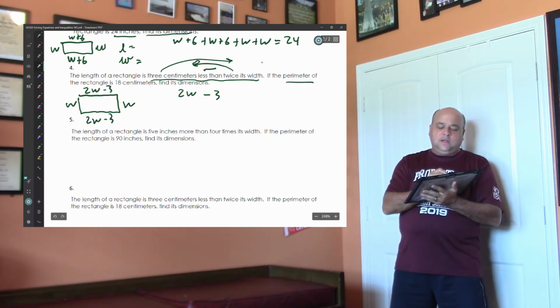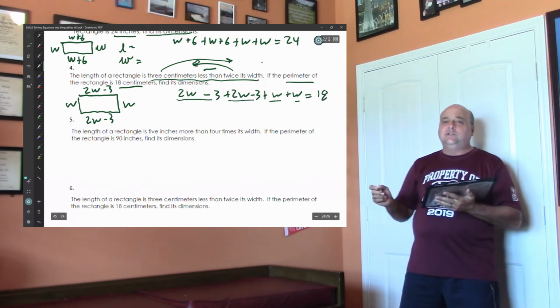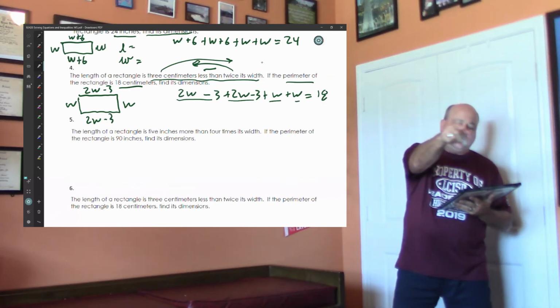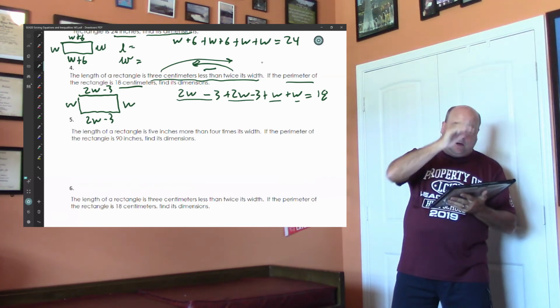And the perimeter is 18. So we're going to do the same thing and add all of these up. I've got 2 sides of 2w minus 3 and 2 sides of w, and that all equals 18. So 4 edges, and that all has to add up to 18. You'll just solve for w and then find the length and the width. I'm going to let you do that on your own.